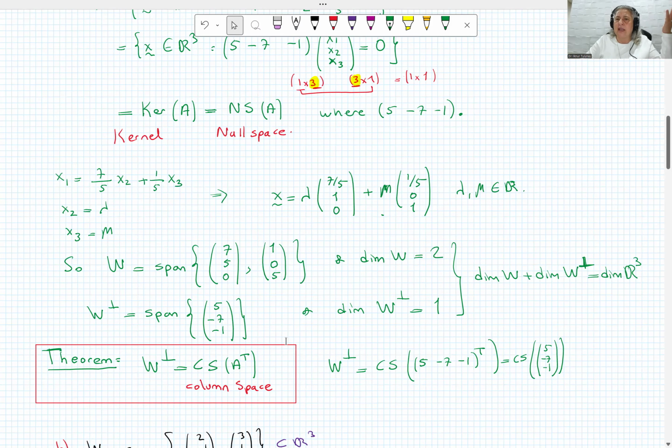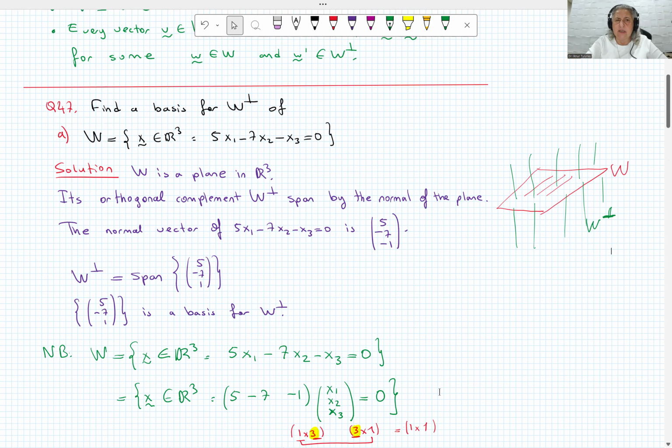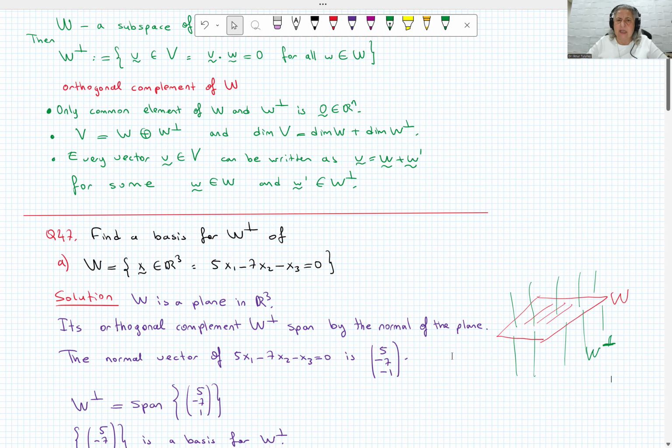It is another perspective that we can use to think of the orthogonal complement of W in this case. Hopefully this will be helpful. These equations are what I'm saying here as well. This is what we've just shown in this example. This is how it works.